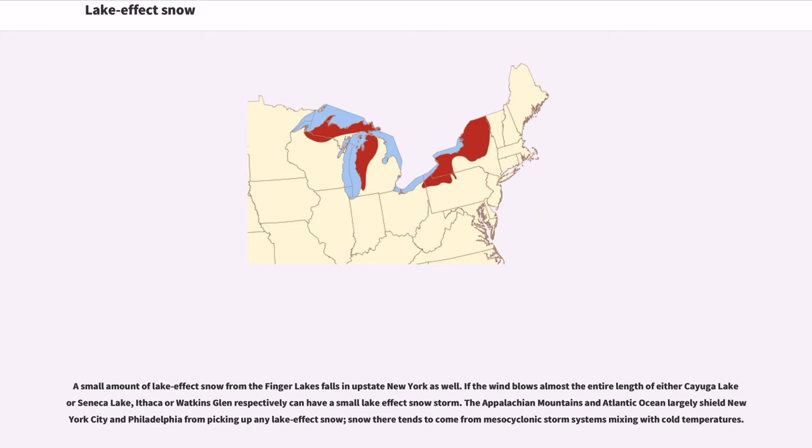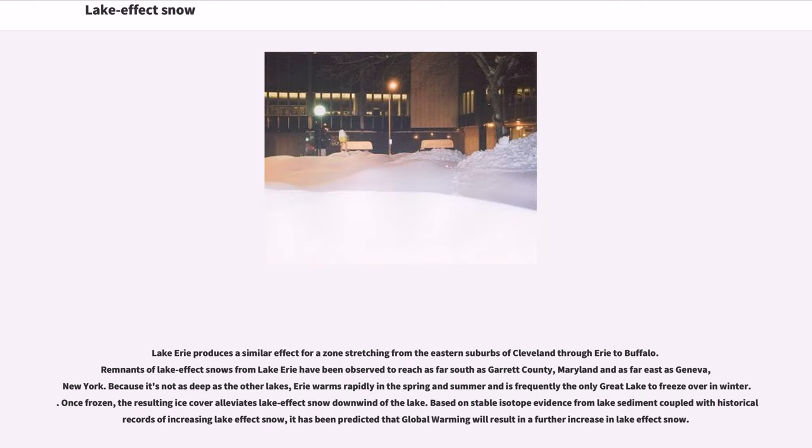The Appalachian Mountains and Atlantic Ocean largely shield New York City and Philadelphia from picking up any lake effect snow. Snow there tends to come from mesocyclonic storm systems mixing with cold temperatures. Lake Erie produces a similar effect for a zone stretching from the eastern suburbs of Cleveland through Erie to Buffalo. Remnants of lake effect snows from Lake Erie have been observed to reach as far south as Garrett County, Maryland, and as far east as Geneva, New York.